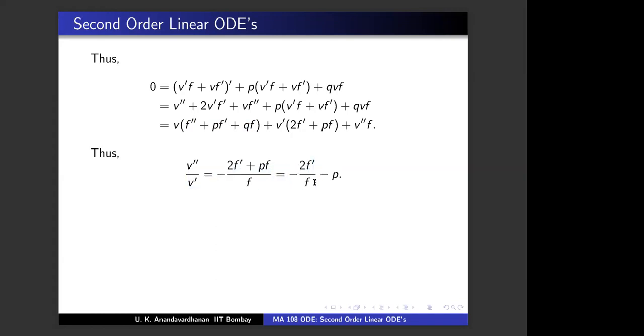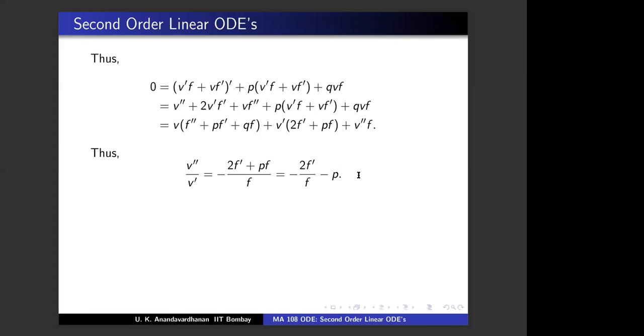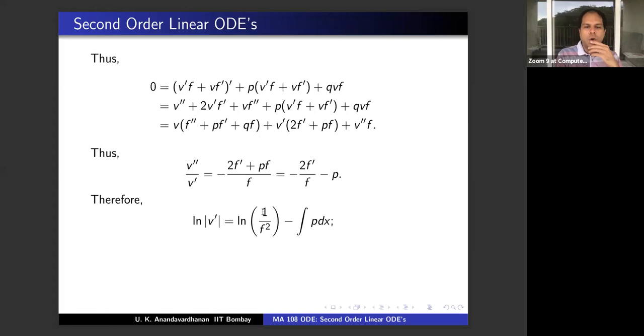Log of f minus 2 log f, and this will be minus integral p dx. So log mod v prime is log of 1 by f square, that is minus 2 log f, minus integral p dx. And therefore you have solved for v. So you take the exponential and then you integrate in order to get v. You have got a candidate v so that vf will be a solution.